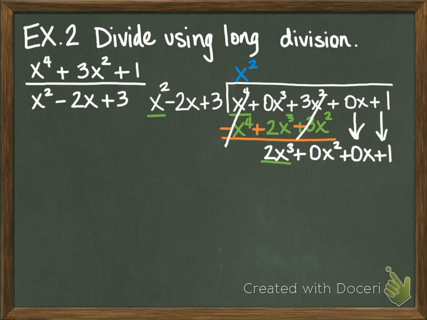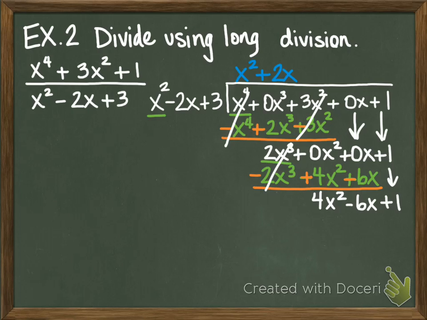Okay, so now x squared times what equals 2x cubed? So that's going to be 2x. So I multiply 2x times everything on the outside. That's going to give me 2x cubed minus 4x squared plus 6x. Draw the line, change all the signs. Notice my x cubeds are going to cancel. I'm going to have 4x squared, negative 6x, and then I bring down my 1.